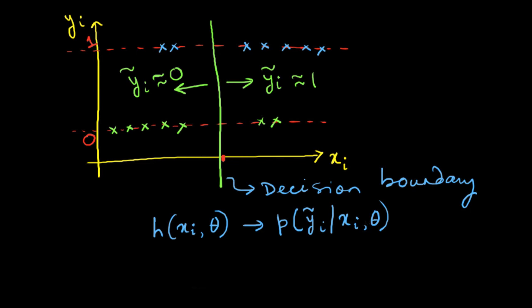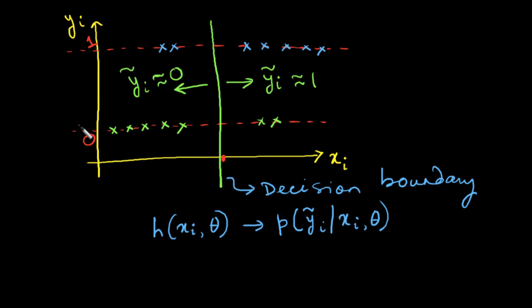And as the distance from this decision boundary increases on the right side, your h should slowly become equal to 1. And as the distance from this decision boundary increases on the left side, your h should slowly become 0. And usually when we do these things, we choose continuous functions because that helps in implementing gradient descent well.